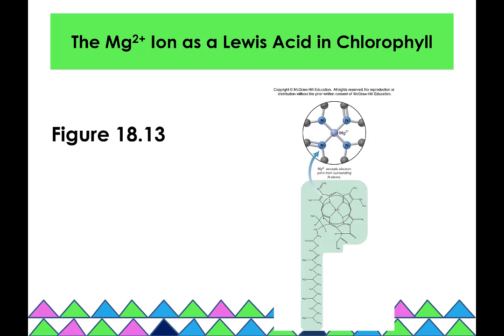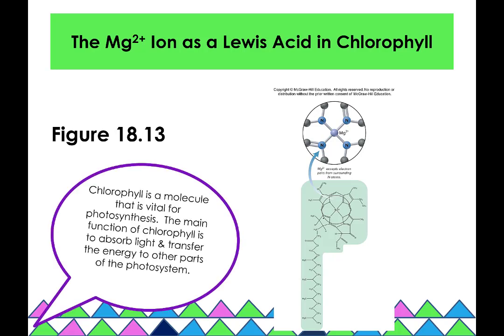Okay, a couple examples of Lewis acids in the wild. One is chlorophyll. Chlorophyll is a molecule that's important for photosynthesis, and its main function is to absorb light and transfer energy to other parts of the photosystem in plants. In chlorophyll you have this porphyrin ring, and inside the porphyrin ring you have 3 nitrogen atoms that are each donating a lone pair to a magnesium cation. So this is an example of a Lewis acid-base adduct. Magnesium's a Lewis acid and the porphyrin is the Lewis base.